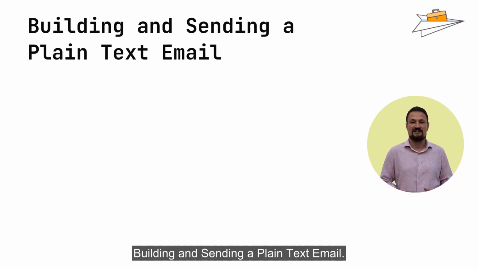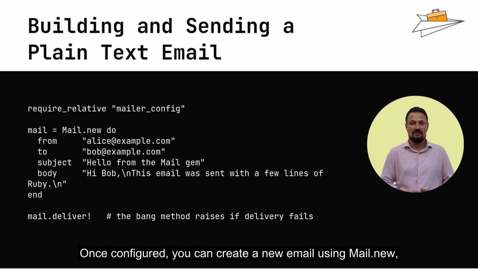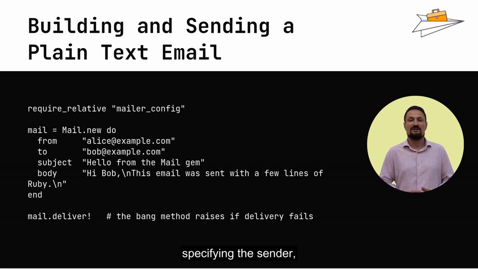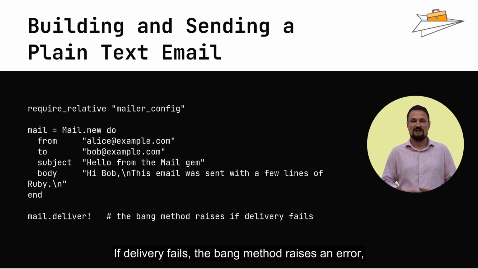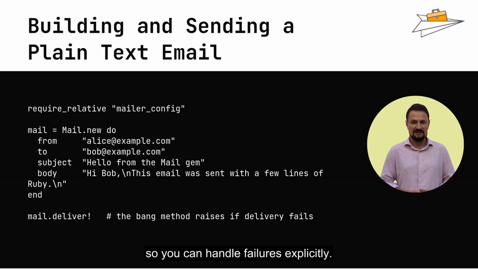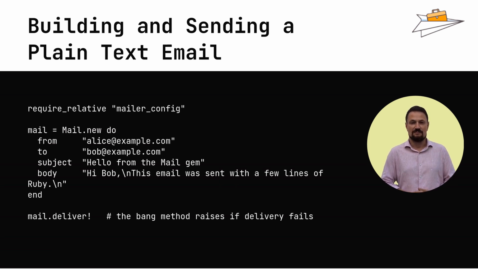Building and sending a plain text email. Once configured, you can create a new email using Mail.new, specifying the sender, recipient, subject, and body. To send the email, call deliver, which opens an SMTP session, delivers the message, and returns the mail object. If delivery fails, the bang method raises an error, so you can handle failures explicitly. All of this works with Ruby's built-in Net::SMTP and OpenSSL libraries, so no additional dependencies are required.